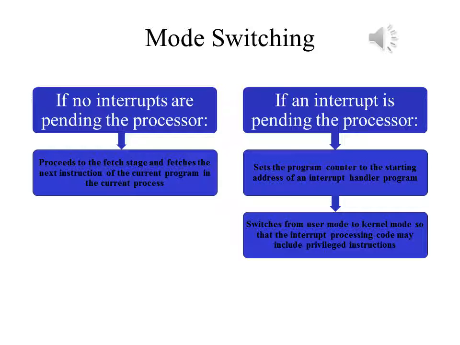It sets the program counter to the starting address of an interrupt handler program. It switches from user mode to kernel mode, so that the interrupt processing code may include privileged instructions. The processor now proceeds to the fetch stage and fetches the first instruction of the interrupt handler program, which will service the interrupt. At this point, typically, the context of the process that has been interrupted is saved in the process control block of the interrupted program.